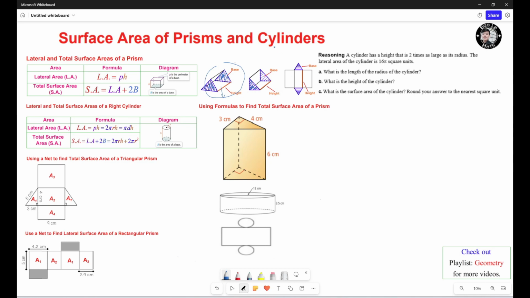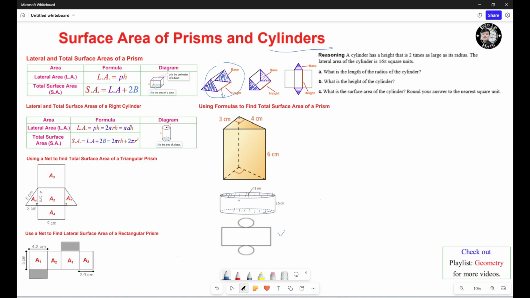Alright, a cylinder is a special shape of the prism. Why? Because it still has two parallel bases, where the bases are circular, right here and right here. If you open a cylinder, you will get a 2D figure right here. This is called a net of a cylinder. Look at this one right here.